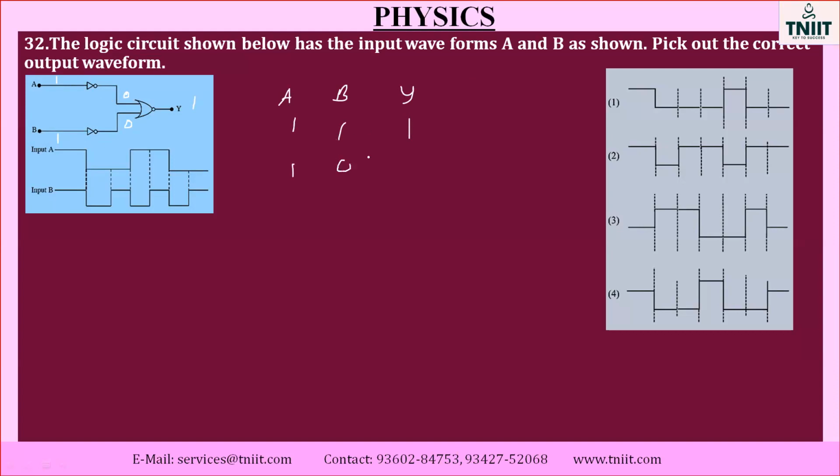So if it is 1, 0, definitely we'll get 0. If 0, 1, it is 0. If both are 0, it will be 0. So definitely it is going to be both 1, 1, you will get 1. In all the other cases, it should be 0. So in all the cases here, 0, 0, 0, 1, 1, 0, 0, only the first option is there. So option 1 is the right answer.